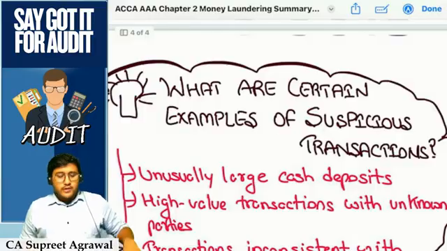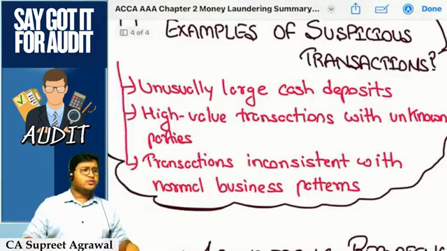Now, what are certain examples of suspicious transactions? So, unusually large cash deposits.